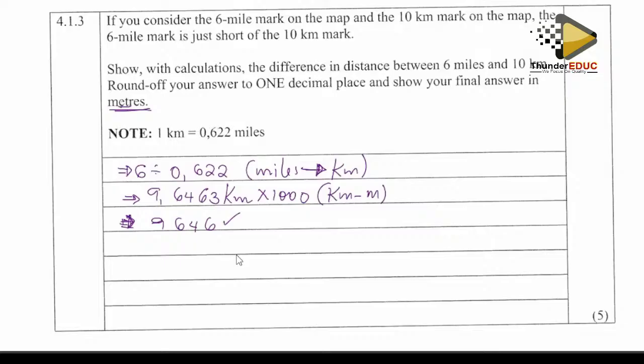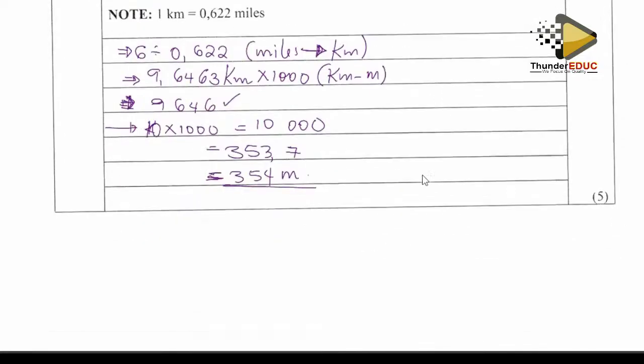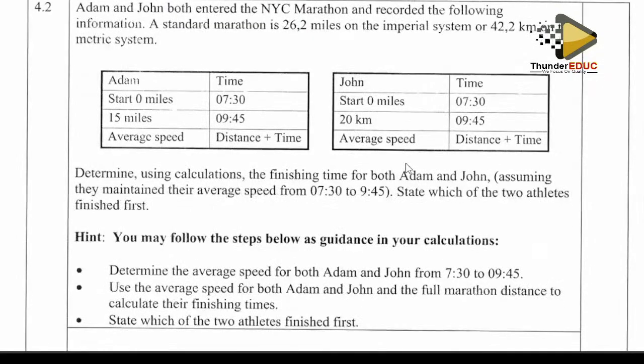So this is the first one. Then the 10 kilometers, this is going to be straightforward. For the 10 kilometers, I just need to multiply by 1,000. And I get my 10,000. Don't forget, we are looking at the difference in distance between. So what are we going to do? We are going to subtract, minus, to the nearest. So which became what? 354 meters. 354 meters. We go to question number 4.2. 4.2 will need us to concentrate a little bit.